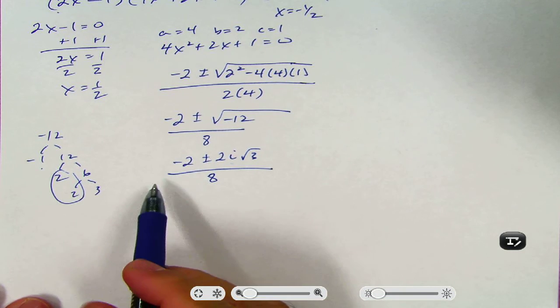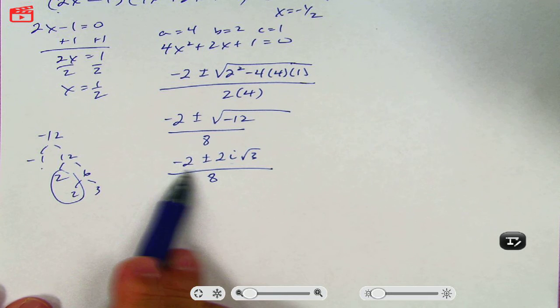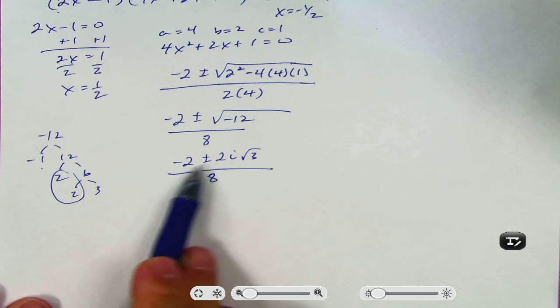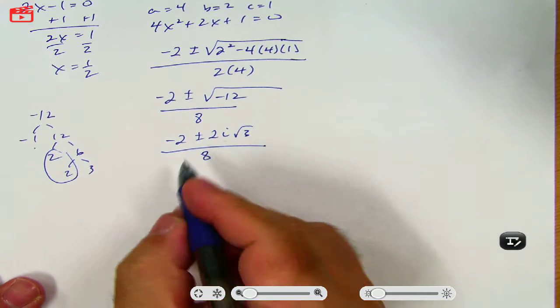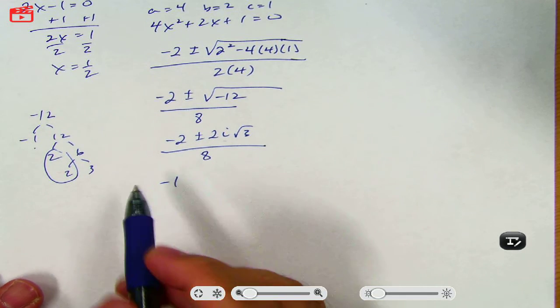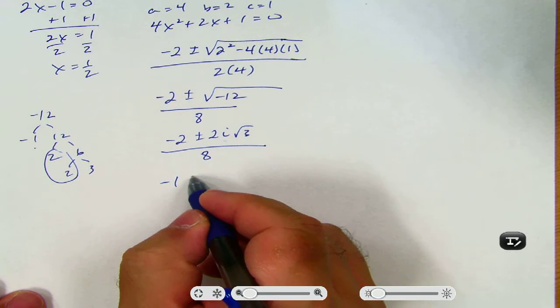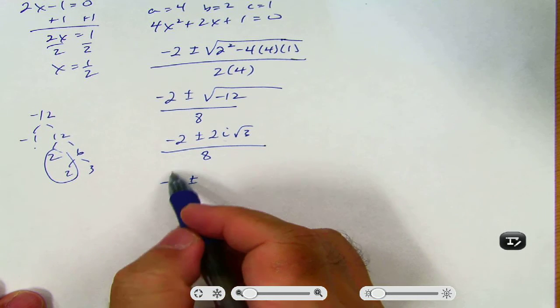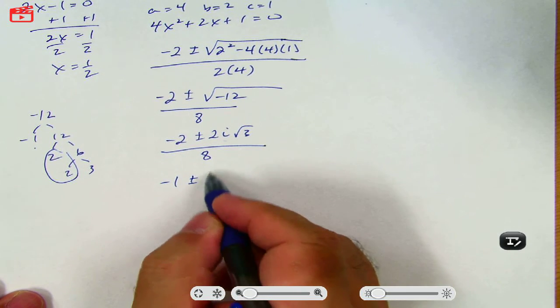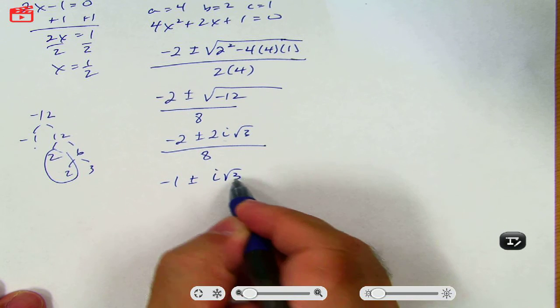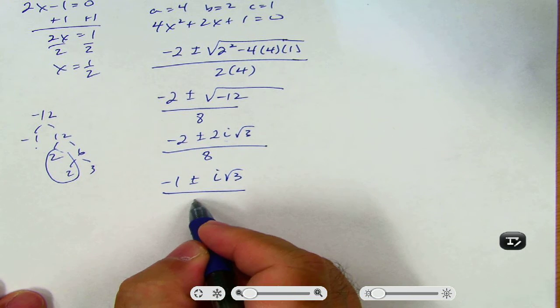You need to reduce this, and when you reduce a fraction that looks like this, you've got to reduce all 3 parts. There's a 2 common to all 3 parts, and you divide it. It doesn't just go away. The negative 2 doesn't just disappear. So negative 2 divided by 2 is negative 1. 2 divided by 2 is 1. I'm not going to bother to write 1 because I have an i root 3 there. And 8 divided by 2 is 4.